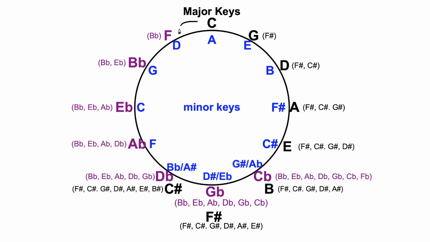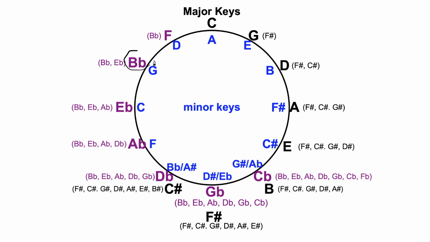Now, if you move the other way, anti-clockwise around the circle, in fourths, you gain flats. The key of C has no flats. If I move up a fourth to the key of F, I have one flat. If I move around a fourth to B flat, I have another flat. Now the flats that you add, you'll notice that they also move up in fourths. So the distance between a B flat and an E flat is a perfect fourth.